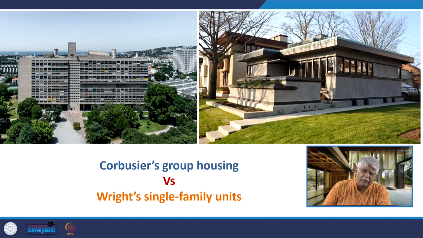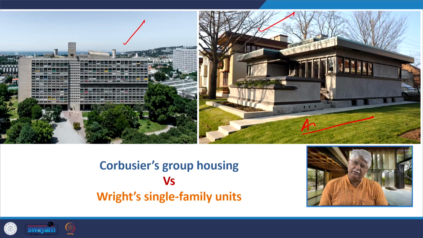So Corbusier's group housing we can compare versus Wright's single family units. This house is a part of the housing that I haven't taught you. Hopefully we might touch upon it later when we come to prefabricated construction. This is called the American ready cut system. These houses were a part of that.